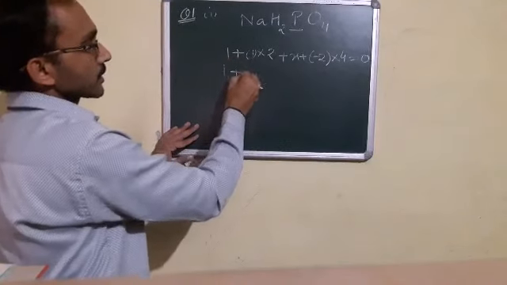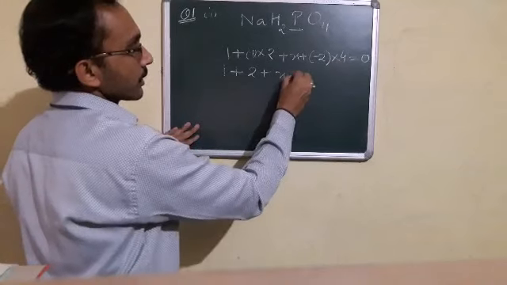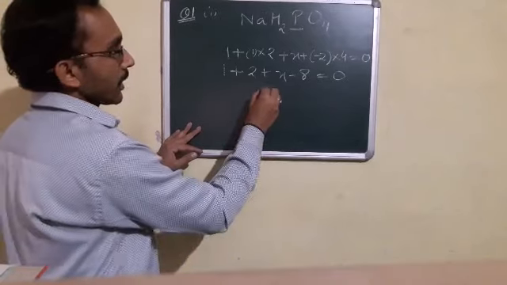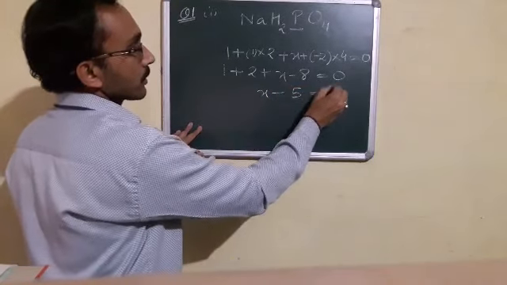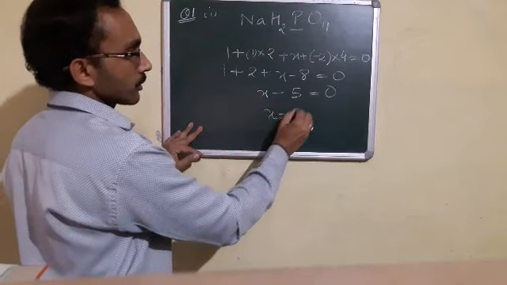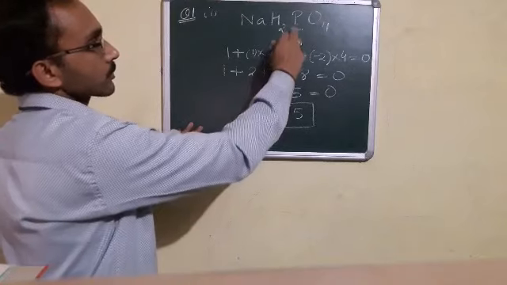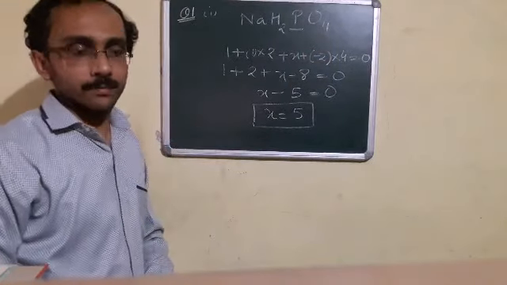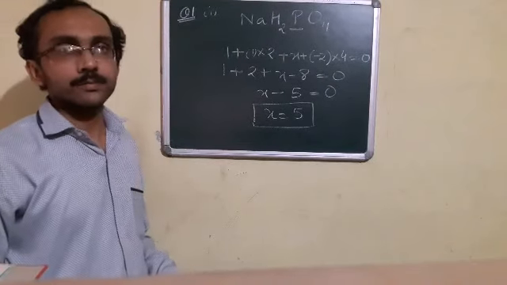Now 1 plus 2 ones are 2, plus X, minus 4 eights are 8, is equal to 0. Fine. Now X minus 5 is equal to 0. X is equal to +5. In that case we say the oxidation number of phosphorus in this compound is +5. Fine. Now see the second example.